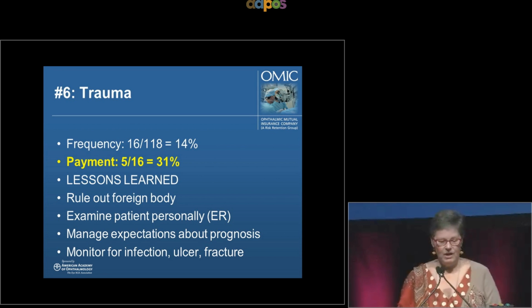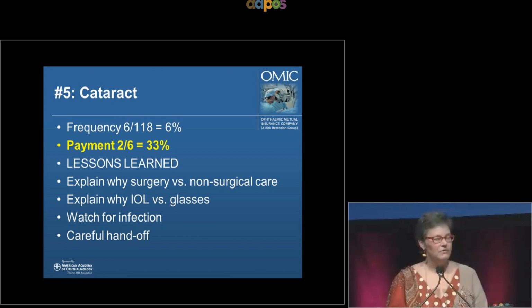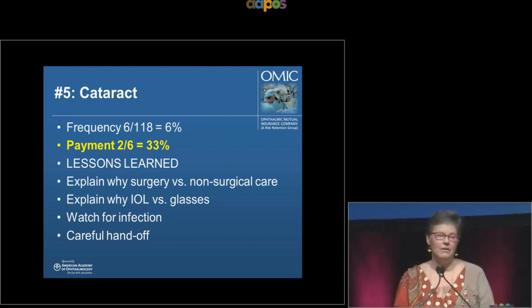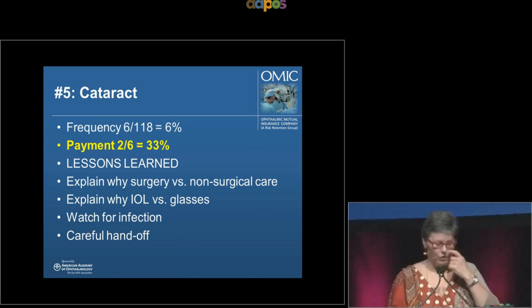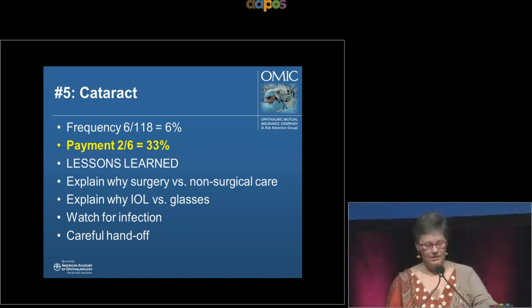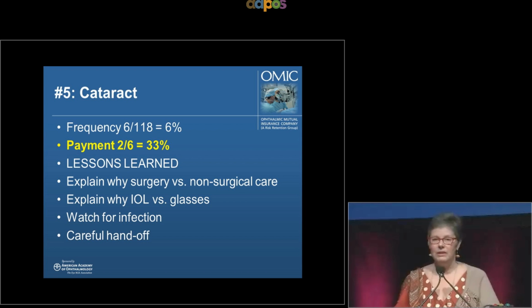So number 5, cataract. Very infrequent, only 6%, and obviously these are not statistically significant, no p-values given here. These are just based on our numbers. But as I mentioned earlier, consider why you are doing surgery versus non-surgical care, whether you're going to use an IOL or glasses, infection, and careful handoff.